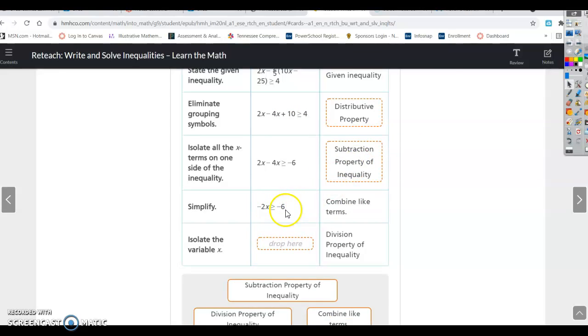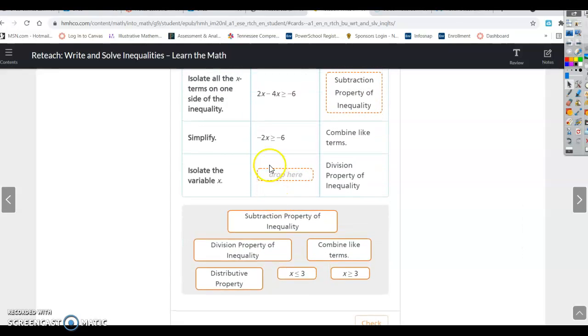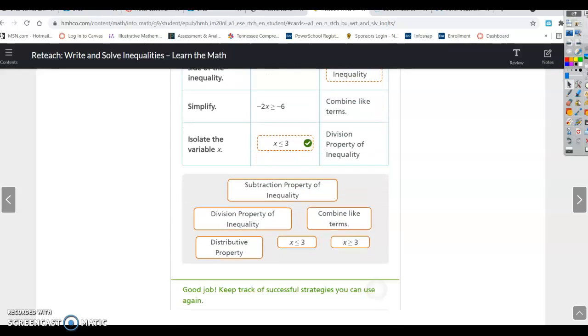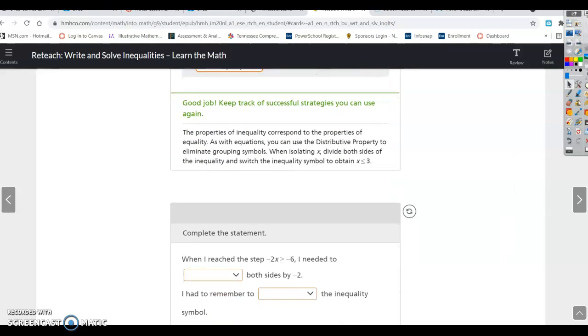And then once we get to this step, we're going to solve for x. So we need to divide both sides by -2. If you divide both sides by -2, remember with an inequality, when you multiply or divide by a negative, you switch the sign. So you have to change the direction of the sign. So it's going to be x less than or equal to 3. And then we can check to see that that's correct.